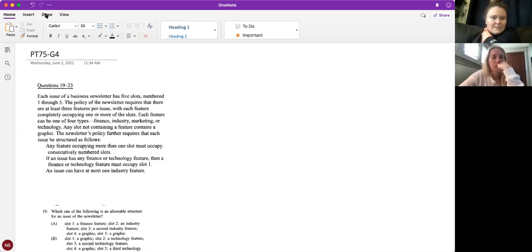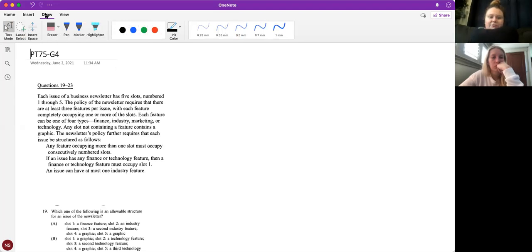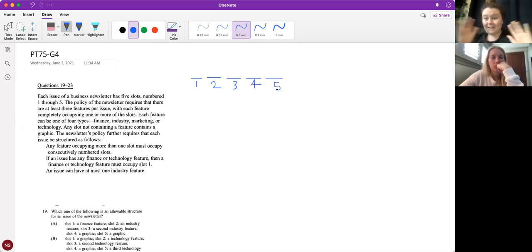Okay, so we're saying here each issue of a business newsletter has 5 slots numbered 1 through 5. Whenever I read that, I'm a pen to paper, pencil kind of person. So before I even read on, I draw my 5 slots and just label them. Partly because I'm also a visual person, so it helps me as I read to place it.